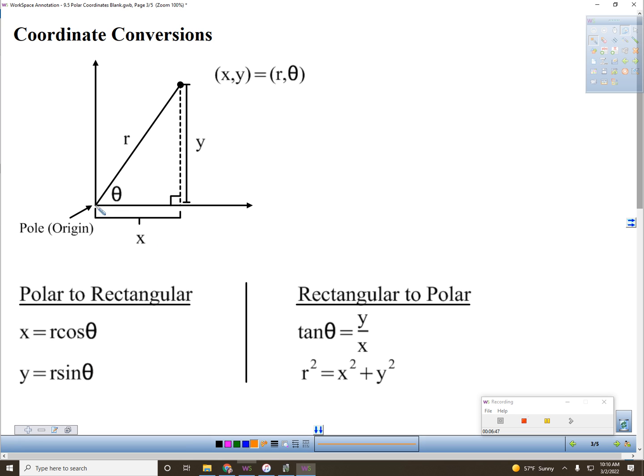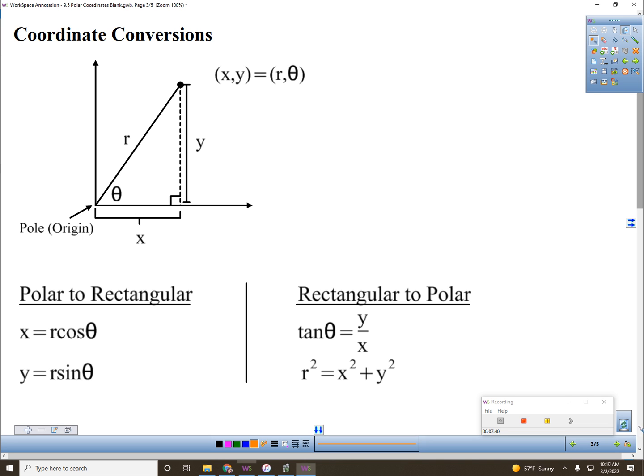So here's my pole, or my origin. This is my x value, also known as my polar axis, right here. So this is the x-axis. So this would be the x, this would be the y, and here's the point, right? The r value gets you to the point, that's your directed distance, and theta represents the angle measure here.